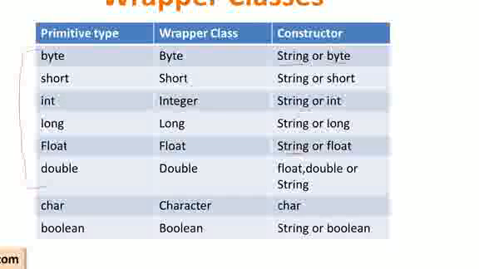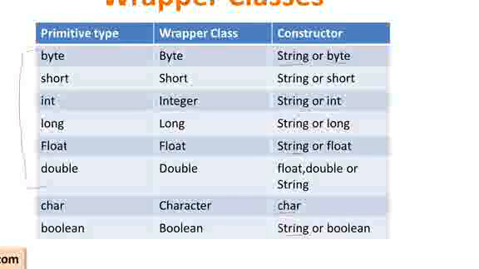And you should note that for character it is only char, because a string is nothing but an array of characters, which does not make any sense for creating a character object using a string. So you should remember that the Character class does not have a constructor which takes a string. Boolean is just like normal. It accepts a string, which should be either true or false, or it can be directly the boolean type.